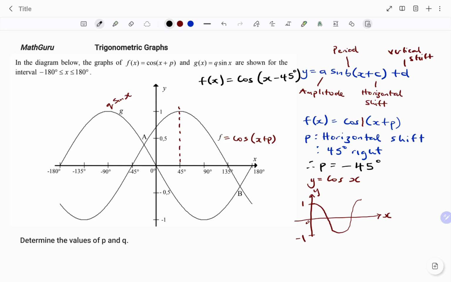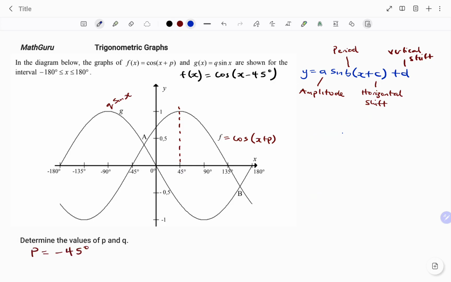If it's a plus, what it means is my graph has shifted 45 degrees to the left. But because it shifted to the right, that will be minus 45 degrees.